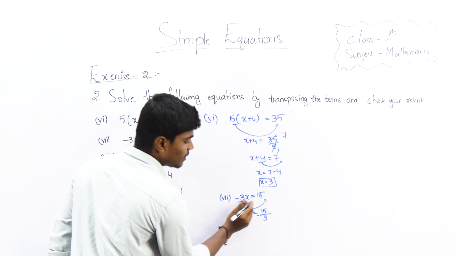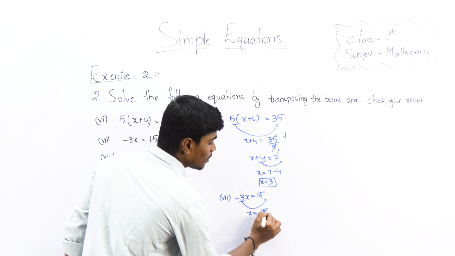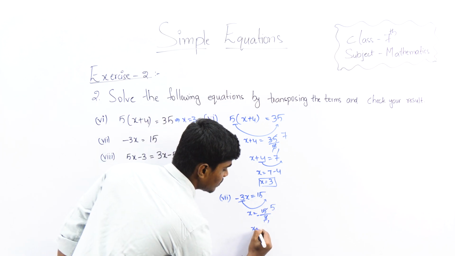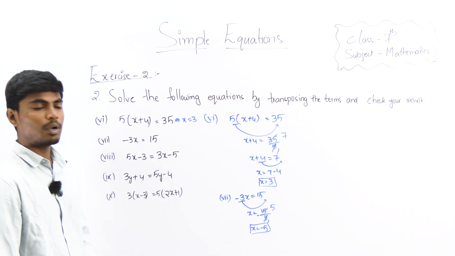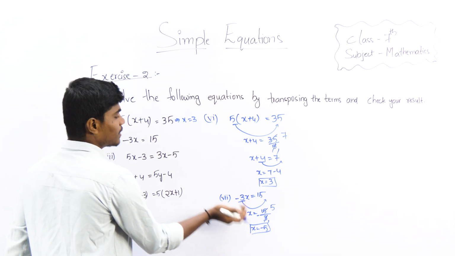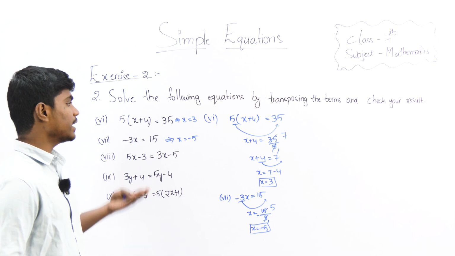So minus 3 means x is equal to minus 15 by 3. So 3 ones are 3, 3 fives are 15. So x is equal to minus 5. This is the solution for the seventh problem. And what have we got? x is equal to minus 5. Okay, now let's move to the eighth one.